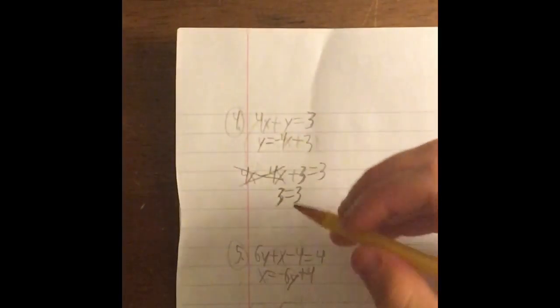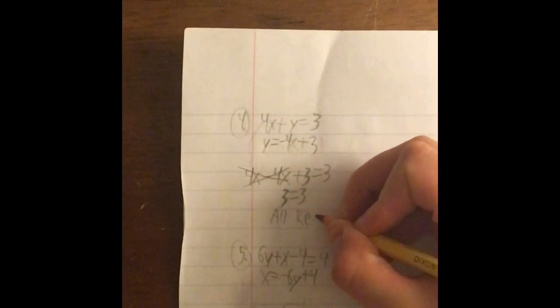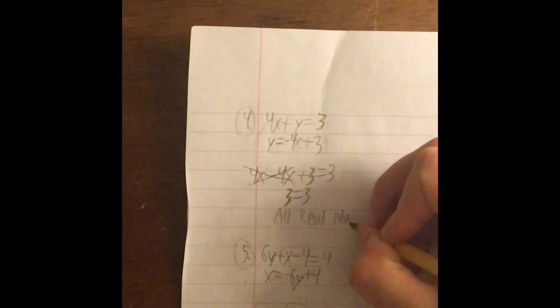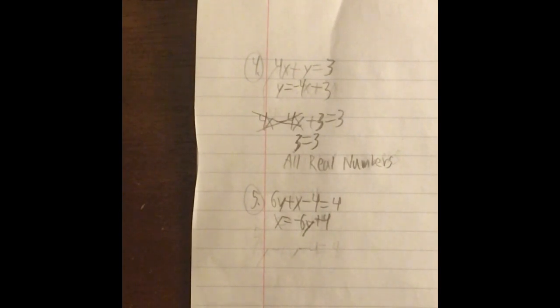And so since we got 3 equals 3, this problem results with all real numbers. On to the next problem.